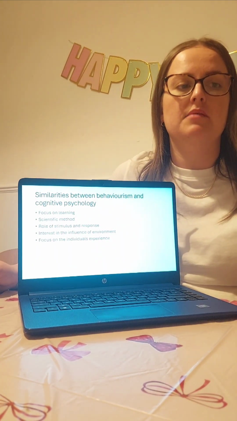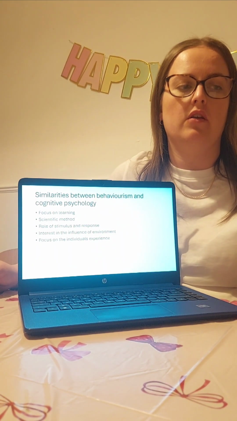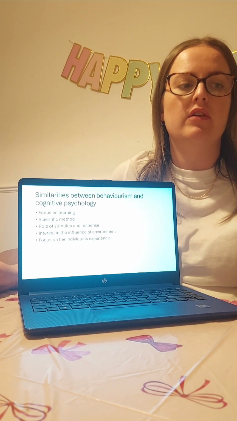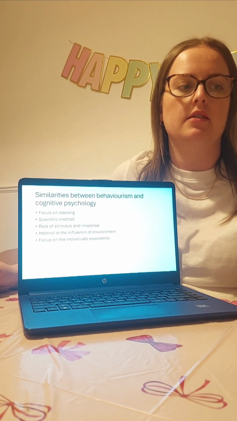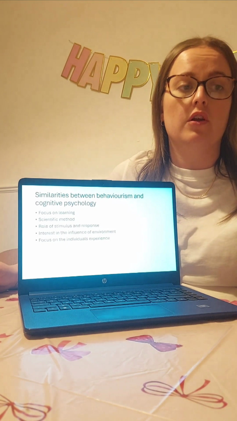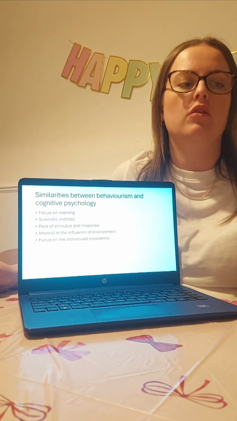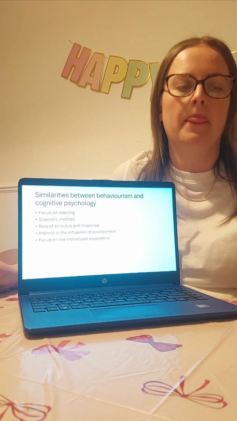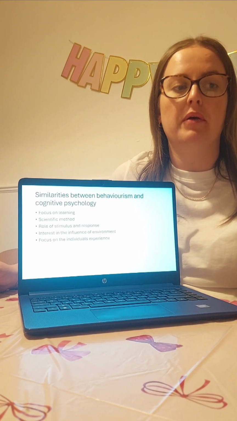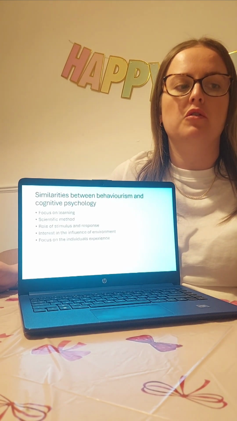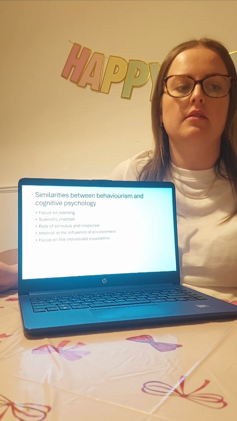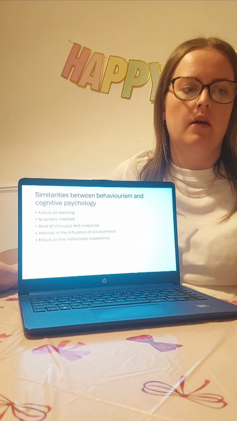So, similarities between behaviourism and cognitive psychology. Behaviourism and cognitive psychology, although different in their approach, share some similarities. Focus on learning. Both focus on learning and understanding how people learn. Behaviourism looks at observable behaviours and their reinforcement or punishment, whereas cognitive psychology examines how mental processes like memory, attention, or problem solving contribute to learning.